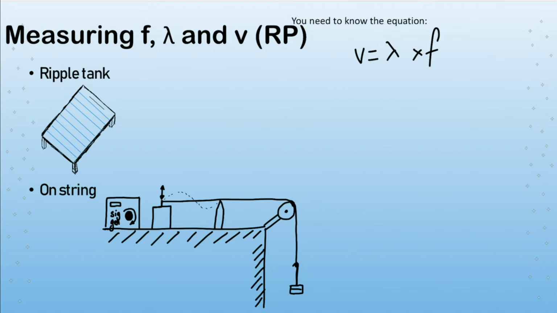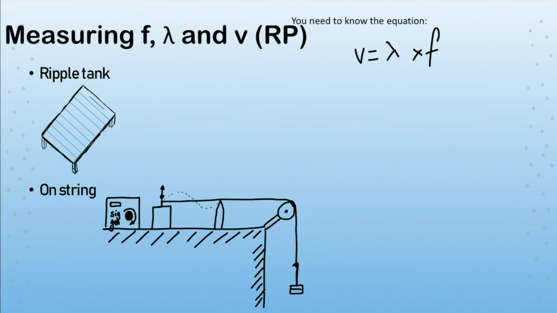Now, to get lambda and f, we need to take some different readings. So you have to use a ripple tank, or you can measure it on a string. There are other methods that you could use that they could bring up which are kind of context, so you have to consider what measurements you still have to take. But these are the 2 that we need to know the methodology for and how to use the data.